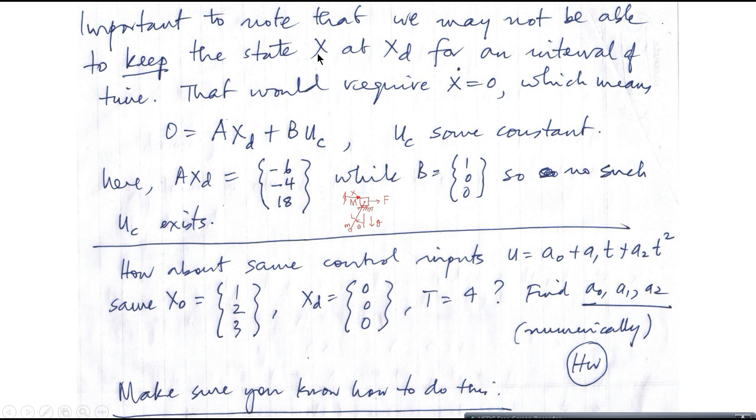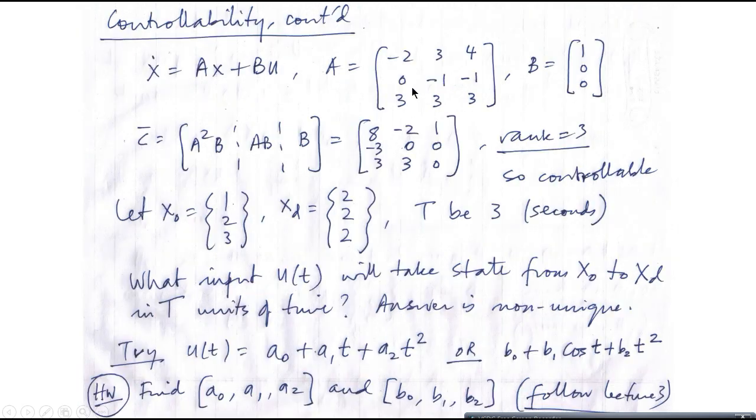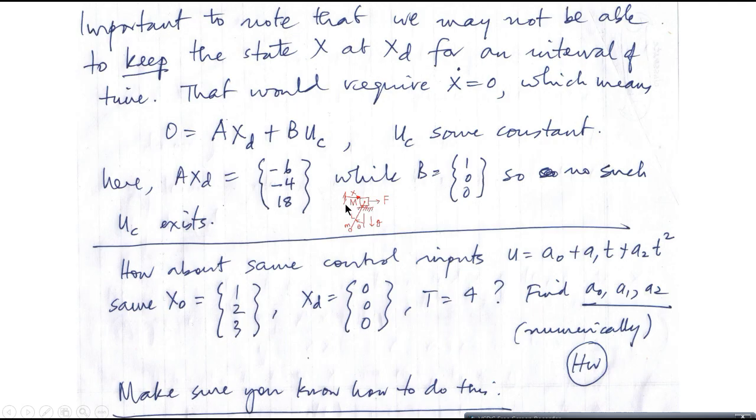We may not be able to keep the state at xd, right? So here we may be able to take it from here, so that exactly 3 units of time later it is 2, 2, 2, but it won't stay there, right? So for the state to stay there, it has to be an equilibrium. X dot has to be 0.